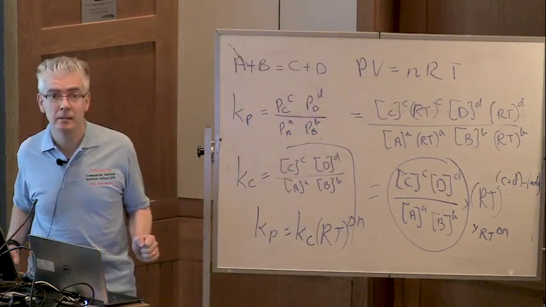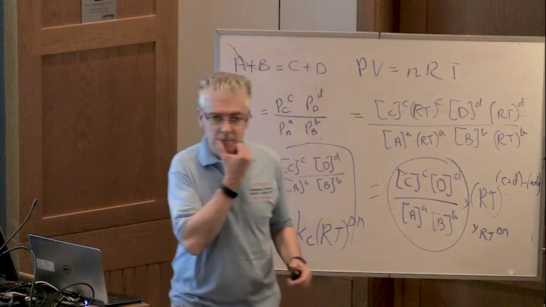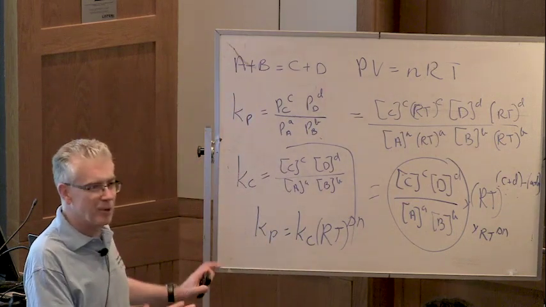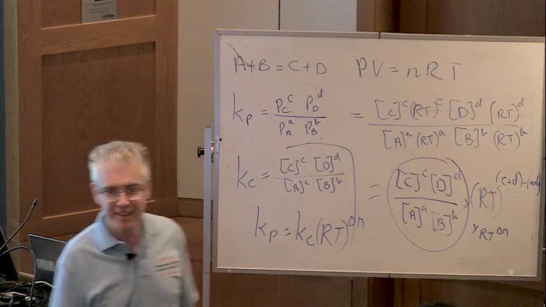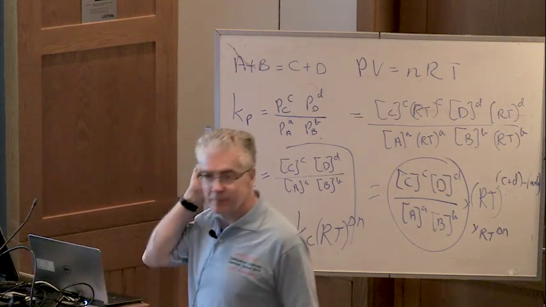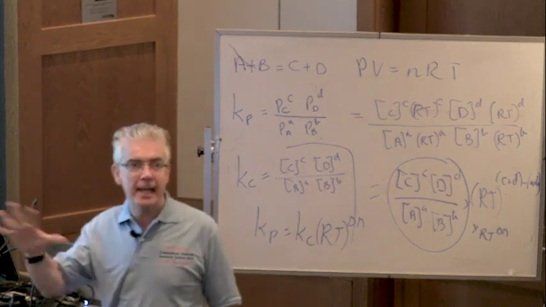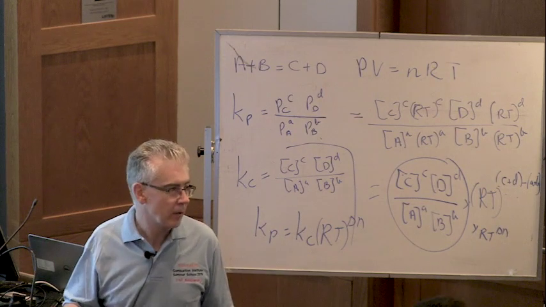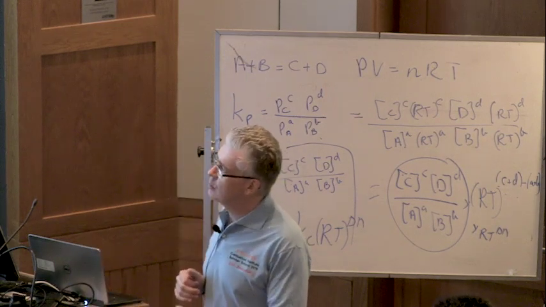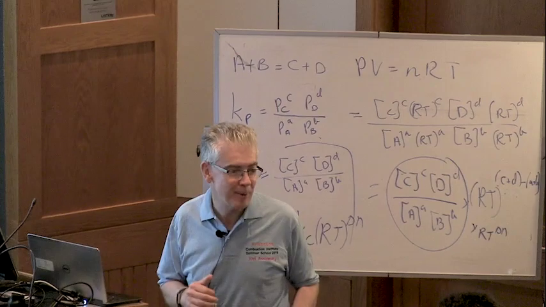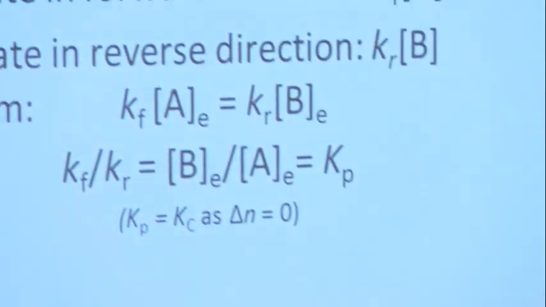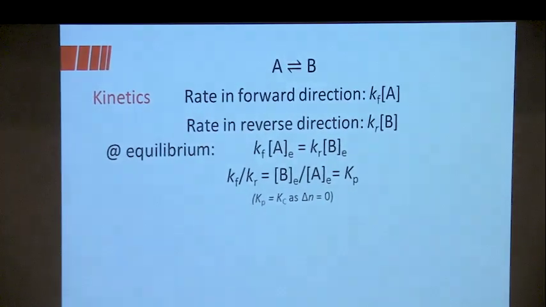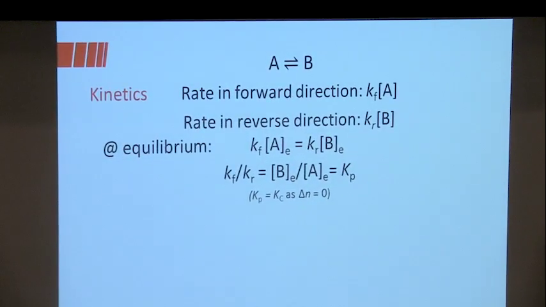Is that all right? It was worth doing. The whiteboard is very limited, I'm sorry. In this case, the change in number of moles is 0, so Kp and Kc are the same. By definition, we need to use Kp, even though we're talking about concentrations, so we're flip-flopping a little bit. But because delta n is 0, they're interchangeable.